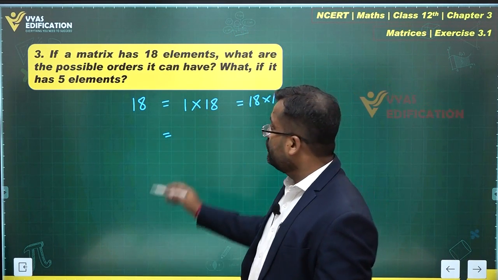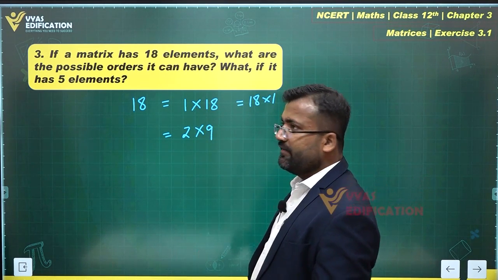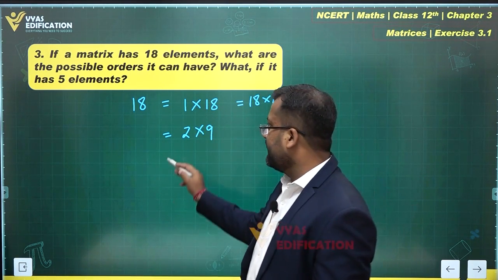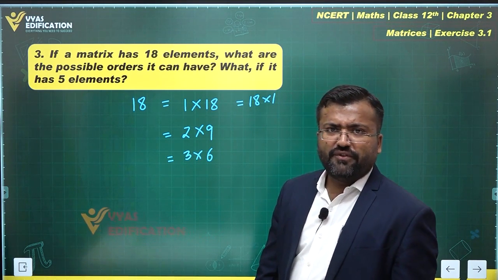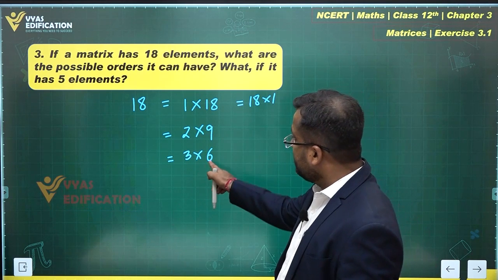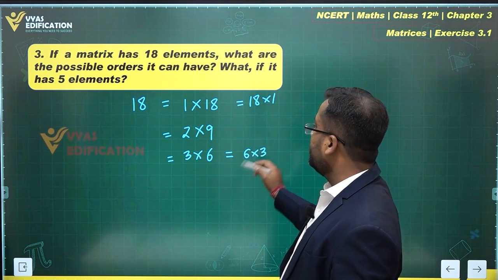Another factor of 18 is 2. The next factor you can think of is 2. 2 by 9 is what you get. 3 is also a factor, yes. So this is 3 times 6. 4 and 5 are not factors. The next factor is 6 only, and yes, the possible order can be written as 6 by 3.